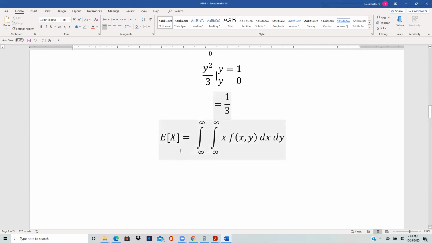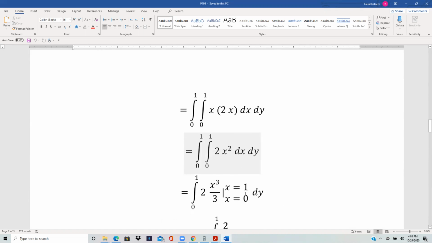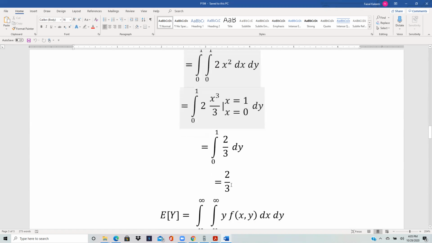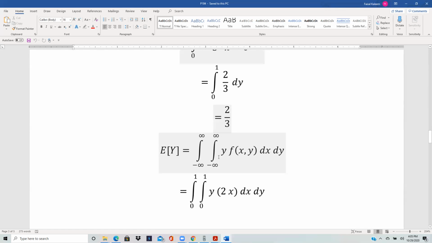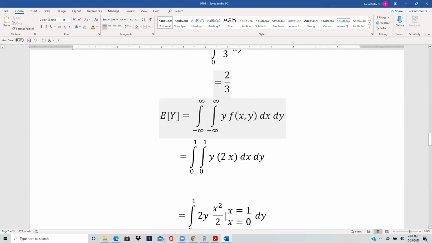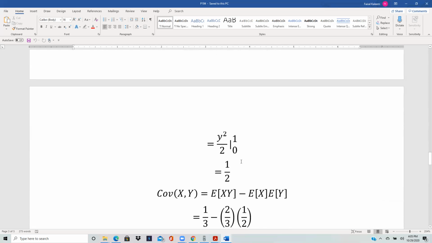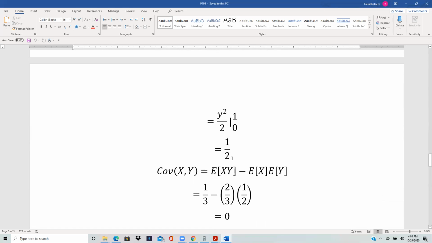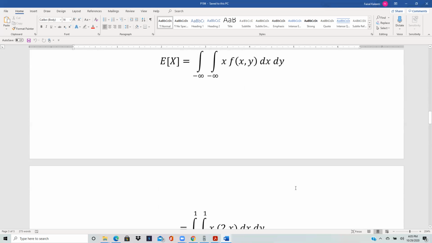Similarly, E of X is x times the PDF, and the double integral of that. With all said and done, it's 2/3. E of Y is the double integral of y against the PDF, and so we end up getting a half. Now the covariance, as we said, is E of XY minus E of X times E of Y, and we substitute the three values that we calculated above. We get 0.